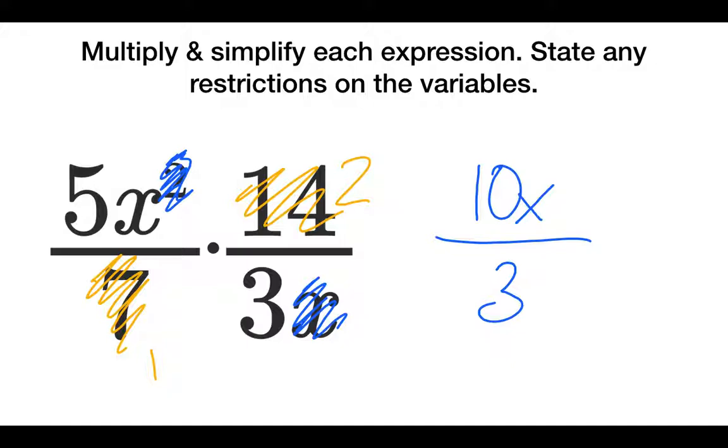Do we have any restrictions? Because I'm looking at my final version and I don't see any restrictions now. But remember, we started out with an x on the bottom, which means x still cannot equal 0. Remember, when x is by itself or when it's squared, but there's no plus 5 or minus 2, that means that it's just a 0.